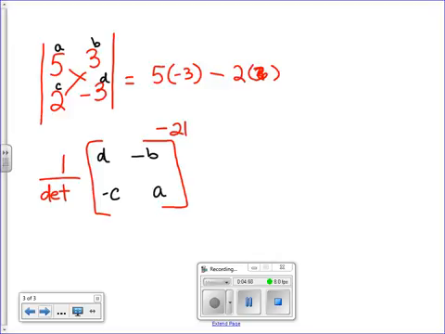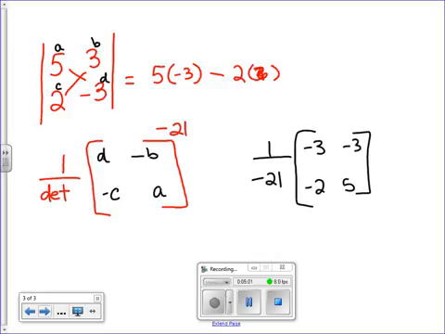So this one's inverse would be 1 over negative 21 times the matrix with 3, negative 6, negative 2, 5. And then you would use scalar multiplication to multiply that out, and that would be the inverse of the matrix. It's really not hard, okay? You're multiplying, subtracting, and then rearranging some stuff on a 2 by 2. That's what you're doing. Multiply, subtract, rearrange stuff. That's what you have to do.